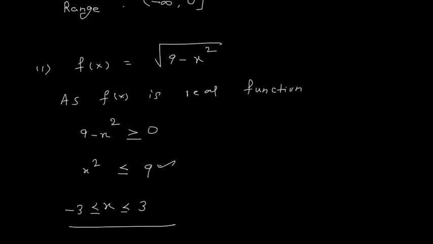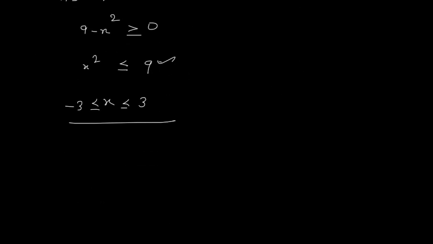So what is my domain? Domain means all possible values of x. Here all possible values of x are between minus 3 and plus 3. To represent it, I use this closed bracket: [minus 3, plus 3]. This closed bracket indicates that minus 3 and plus 3 are also included in my set, and all values between minus 3 and plus 3 are also included.